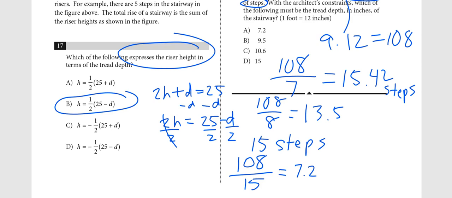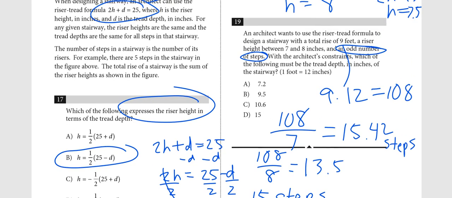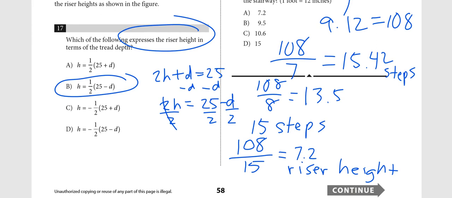They did not ask you about the riser height. They asked you about the tread depth. So this is the riser height. What am I going to do with that to figure out the tread depth? Can't we use that formula? 2 times 7.2 plus D equals 25. And if we do, we will get the correct answer of 10.6.